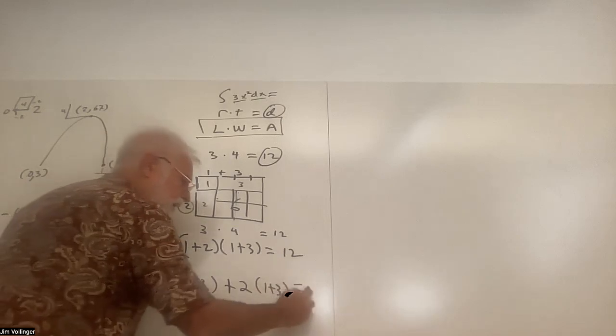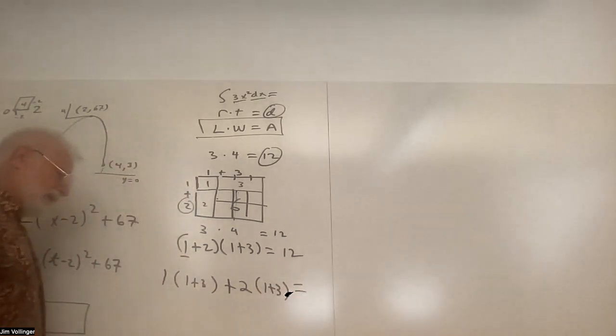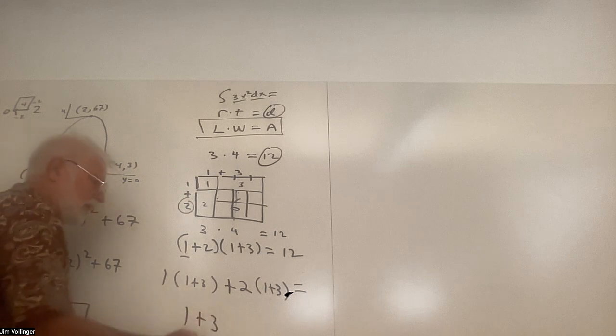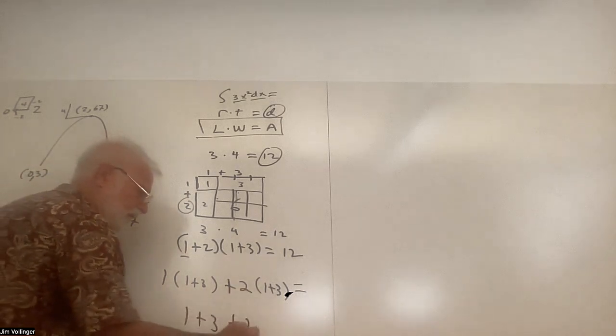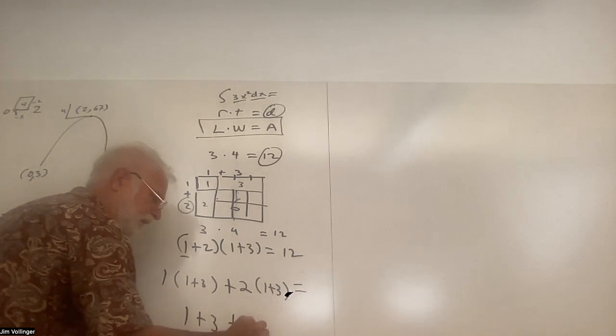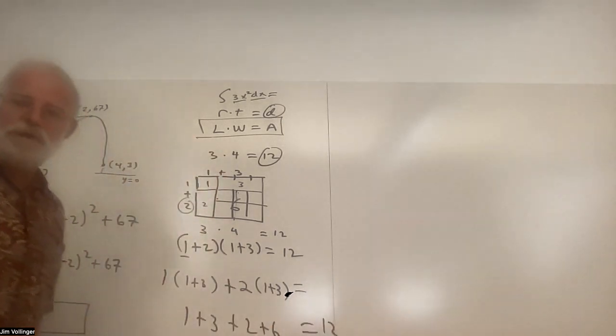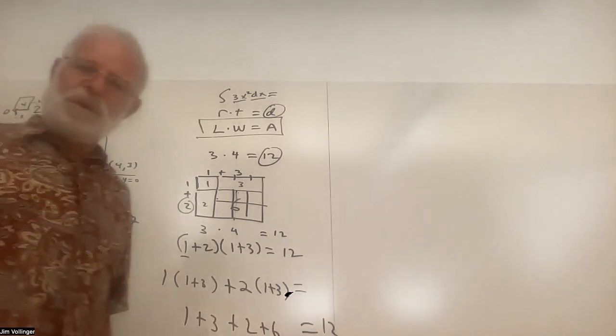And people in this business like to call that foiling. So one times one is one, one times three is three, and two times one is two, and two times three is six. And if you look at that, I'm not going to take time, but I'm sure you can see that that adds up to 12. All right. So now let's go to the abstract.